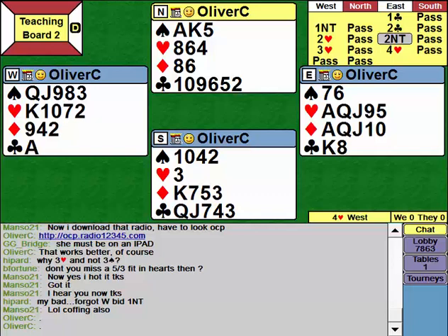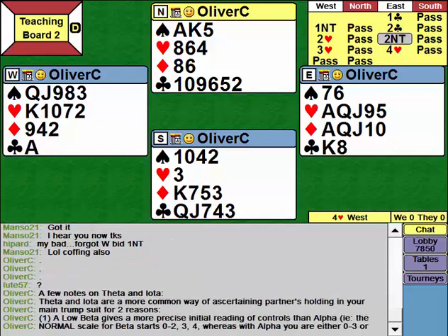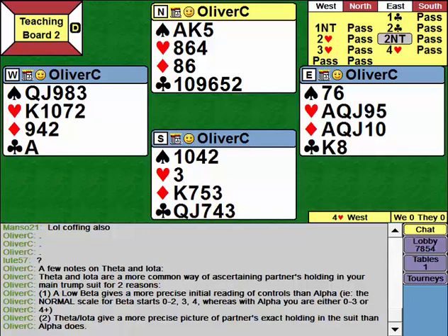Theta and iota after a low-level beta are much more common than the use of alpha. Alpha is not nearly as common as you might think. It's always an option, and as usual, Asker decides how they want to proceed. But using a low-level beta and then theta or iota is much more common. As I've said there, the reason is that you end up with a much more precise picture. There are two aspects to alpha: controls and support for the suit.